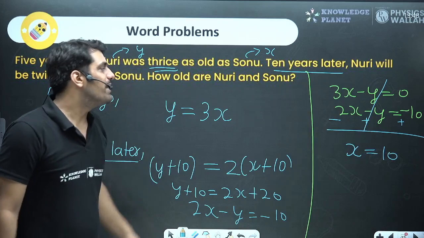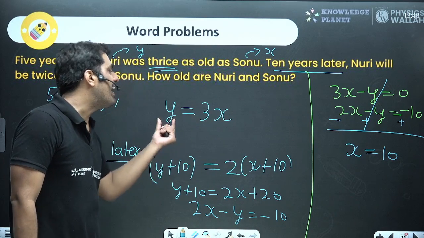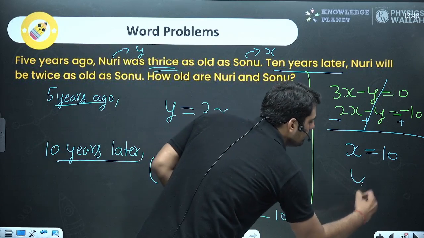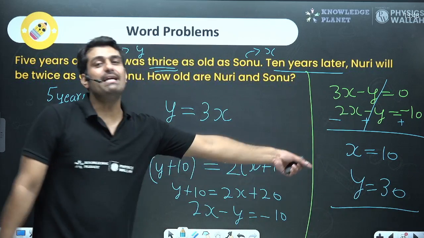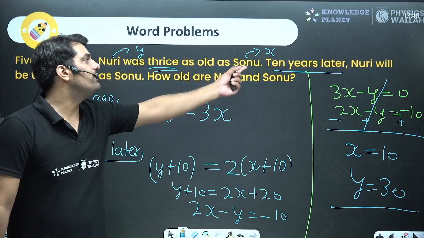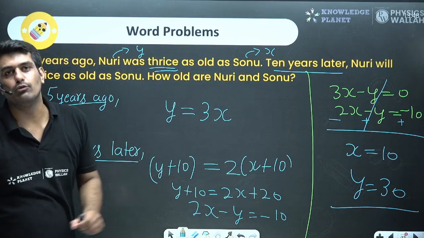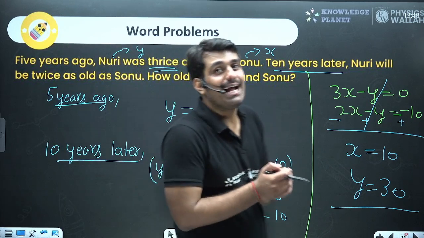From here, you can put this value over here and find the value of y, which will come out to be 30. And hence we have the answer: x being 10, y equals 30. We know that Sonu is 10 years old, Nuri is 30 years old. As simple as that. I hope you realize.